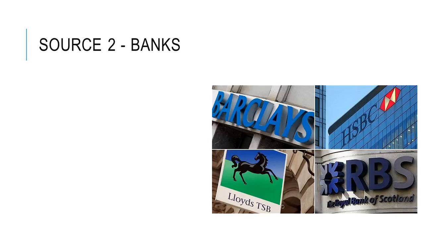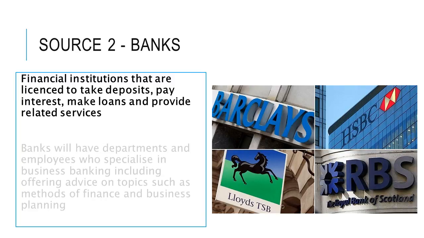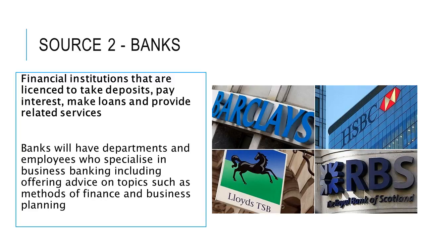Source 2 is banks. Banks are financial institutions that are licensed to take deposits, pay interest, make loans, and provide related services. And for each of these sources and methods, you should take down the definition that is in bold. Banks will often have departments and employees who specialize in giving businesses finance, and they also provide advice on things like business planning.